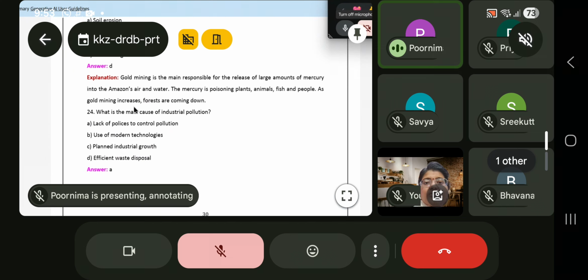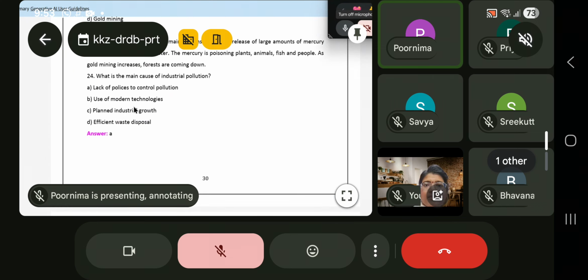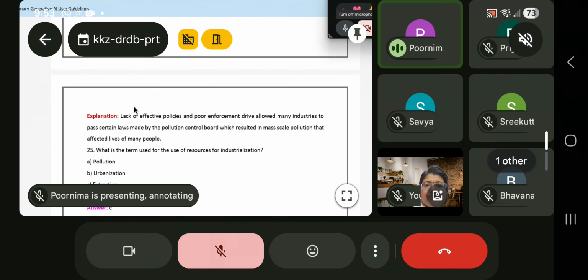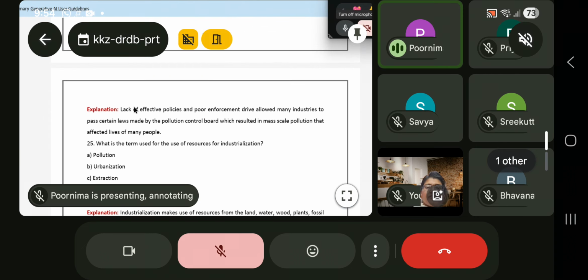What is the main cause of industrial pollution? Lack of policies to control the pollution. So there must be a good number of policies to control it, and they should be actively present. Even for a sleeping condition, it should be in an active way. The law should work in an active way.